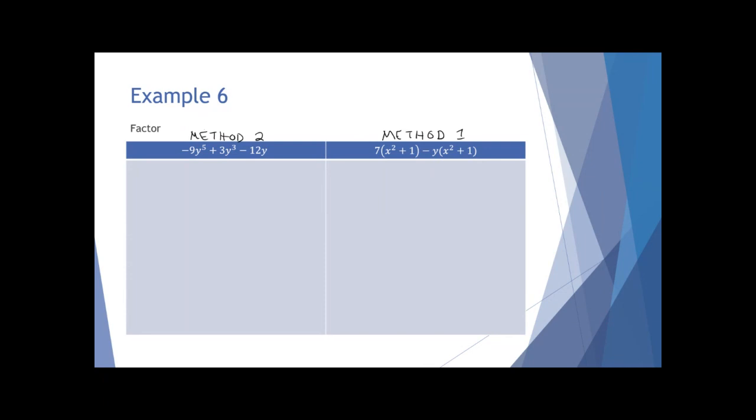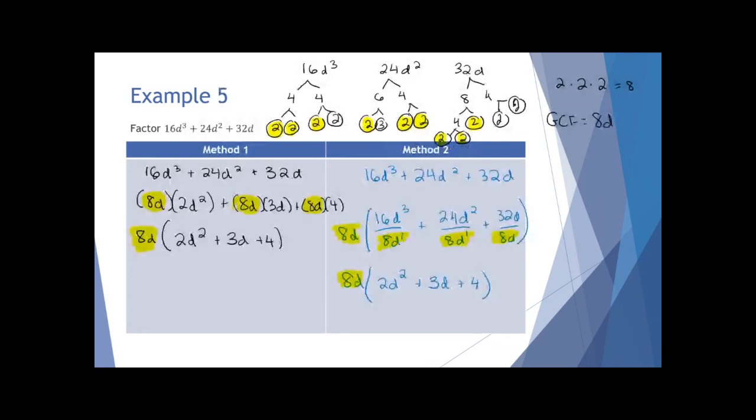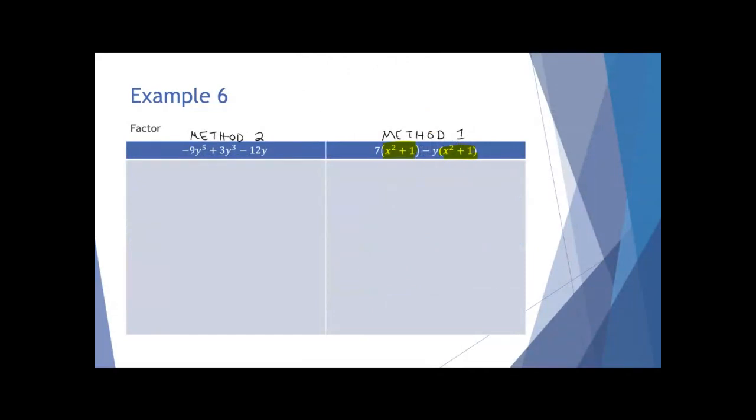So if you notice, the second example here is 7 times (x squared plus 1), minus y times (x squared plus 1). We have two things in common. So that is our GCF. That's like the second line here, where whatever is the same in all the terms is your GCF.